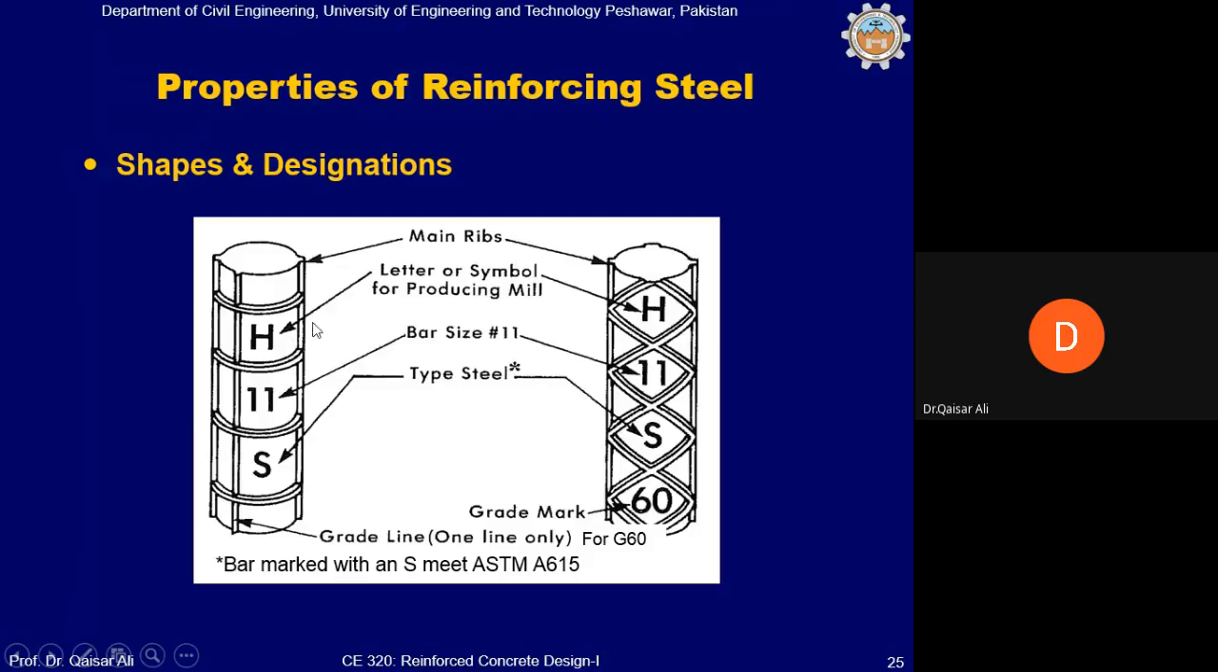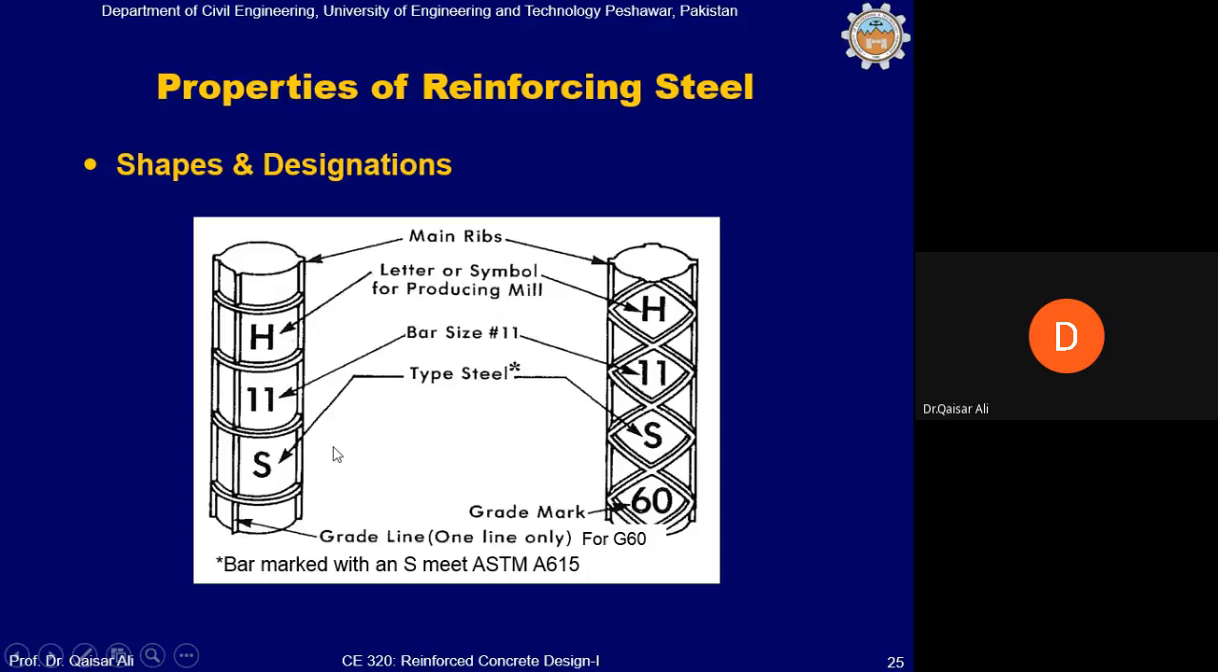Then sometimes there are some letters written on the bars. The letter H, for example, usually indicates the symbol for the producing mill or the factory name. The number basically tells us the diameter of the bar. If, for example, it is number 11, it means it is an 11 by 8 bar; the diameter is 11 by 8. And S means the type of steel.